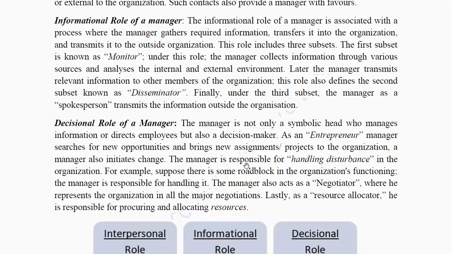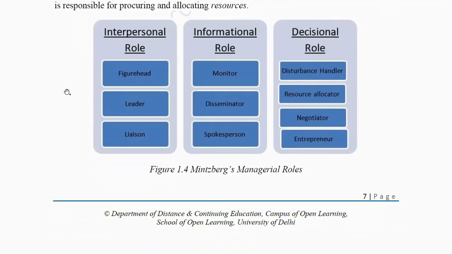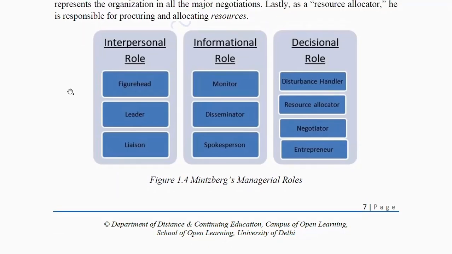The manager is responsible for handling disturbance in the organization. For example, suppose there is some roadblock in an organizational functioning. Here, the manager is responsible for handling it. The manager also acts as a negotiator, where he represents the organization in all major negotiations. Lastly, manager is a resource allocator. He is responsible for procuring and allocating resources. The description of all the 3 roles of manager could also be seen in figure number 1.4.